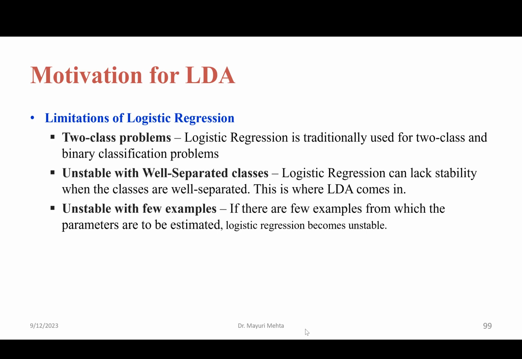Logistic regression can lack stability when classes are well separated. And this is where LDA comes in, right? It is also unstable with a few examples, like if there is a small amount of data. So if there are a few examples from which the parameters are to be estimated, if the data set is small, then logistic regression becomes unstable. So here also we can use linear discriminant analysis because it is a better option, as it tends to be stable even in such cases when we have a small amount of data. So this is the motivation for LDA.